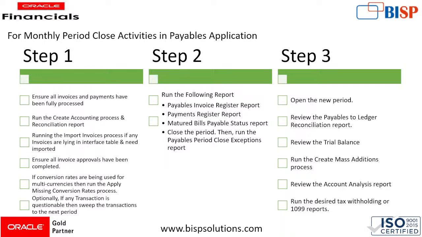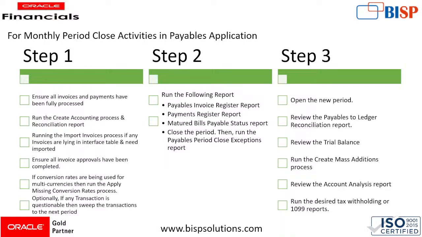Run the create mass additions process. This pushes all invoices, including capital assets, to the fixed assets module. Review the accounting analysis report to ensure only necessary transactions are posted to GL. And finally, run the desired tax withholding or 1099 reports related to US taxation. So these are the steps we have to follow during the month and period close process.